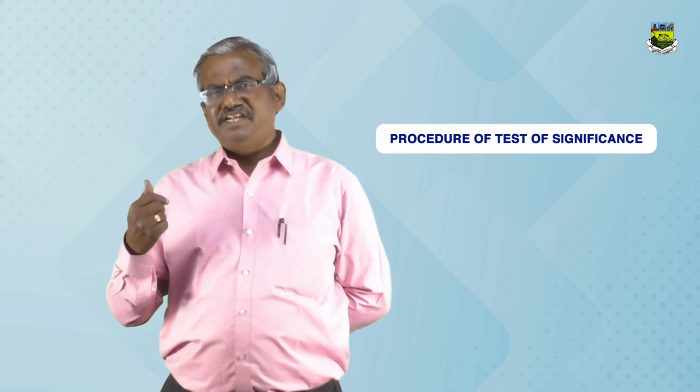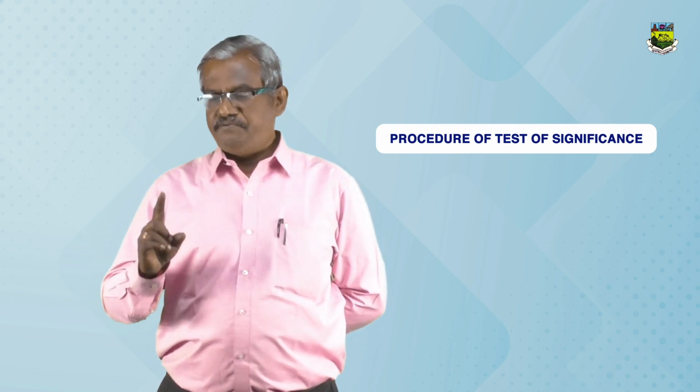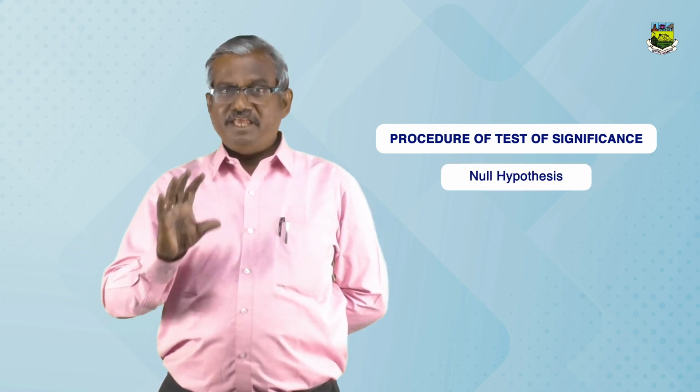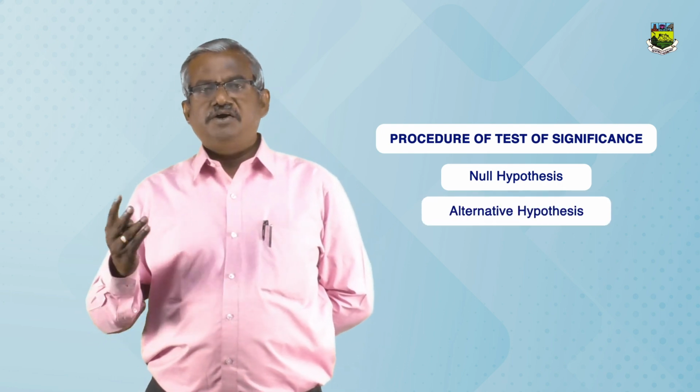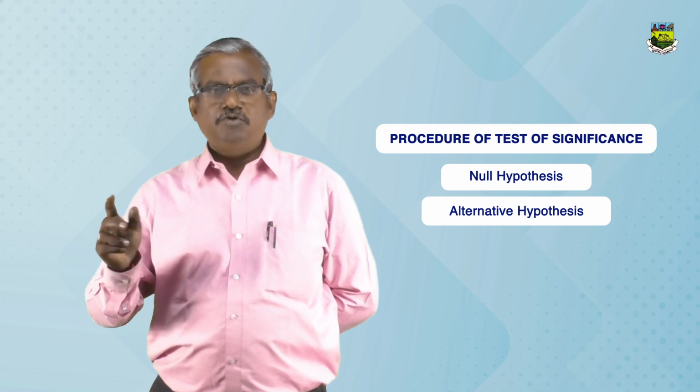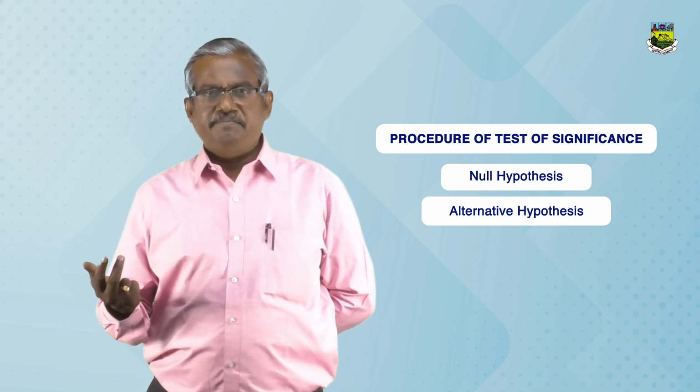So we define the null hypothesis. For that we need a set of procedures for the test of hypothesis. Mainly 6 steps are available for any test, which you can apply. First we define the null hypothesis, that is the aim of the hypothesis. Second is your alternate hypothesis. As I said already, it may be not equal, less than or greater than. That is the alternate hypothesis.